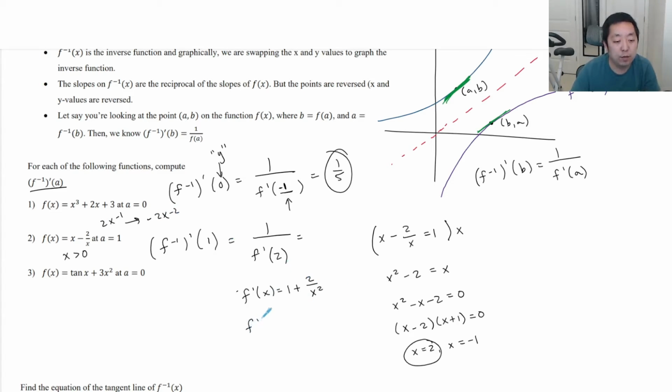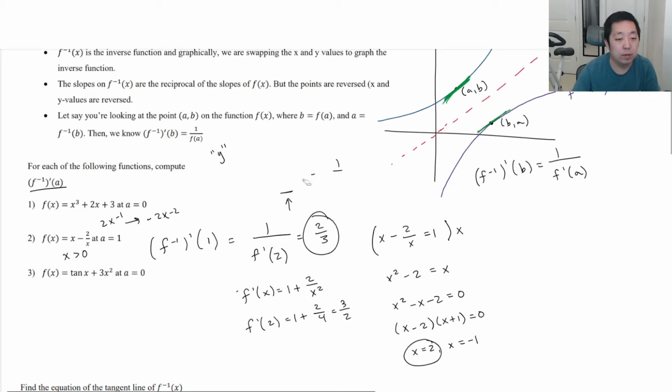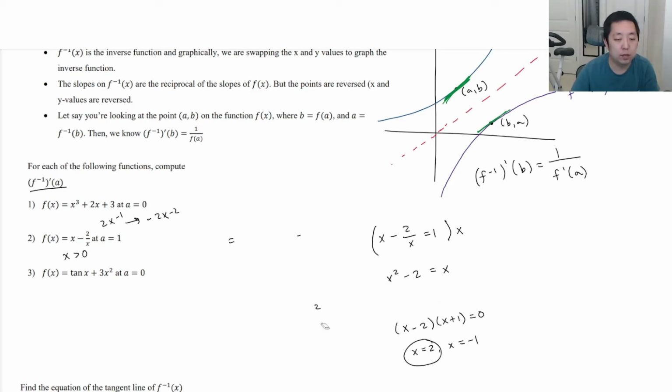And so then we'll do f prime at 2. That's 1 plus 2 over 4, right? And that's going to be 3 halves. 1.5 is 3 halves. So it's 1 over 3 halves, or that's 2/3. Okay? Same thing here. So let me clear this out and make some space for the next one. I should have just made more space.